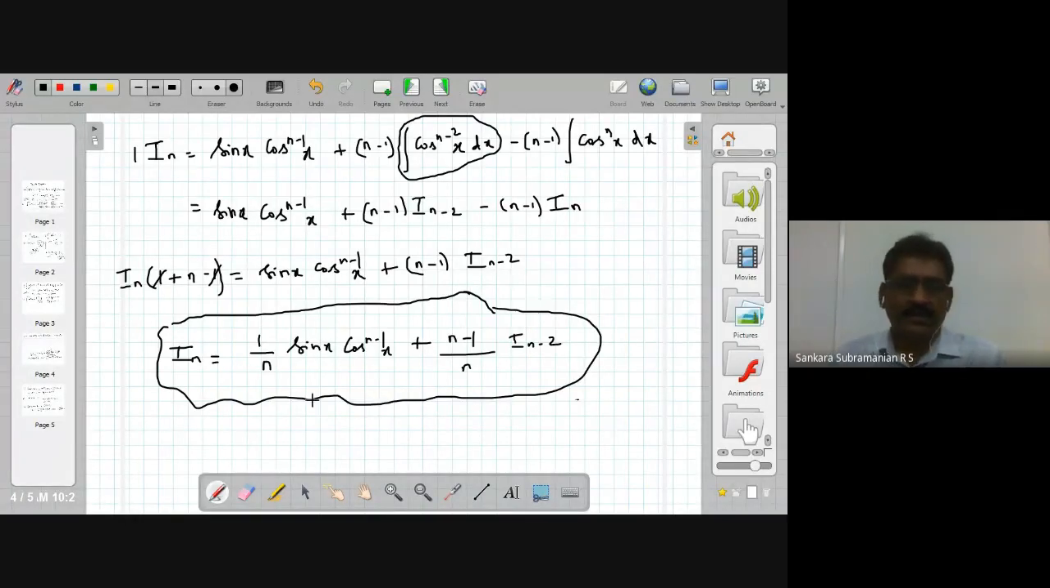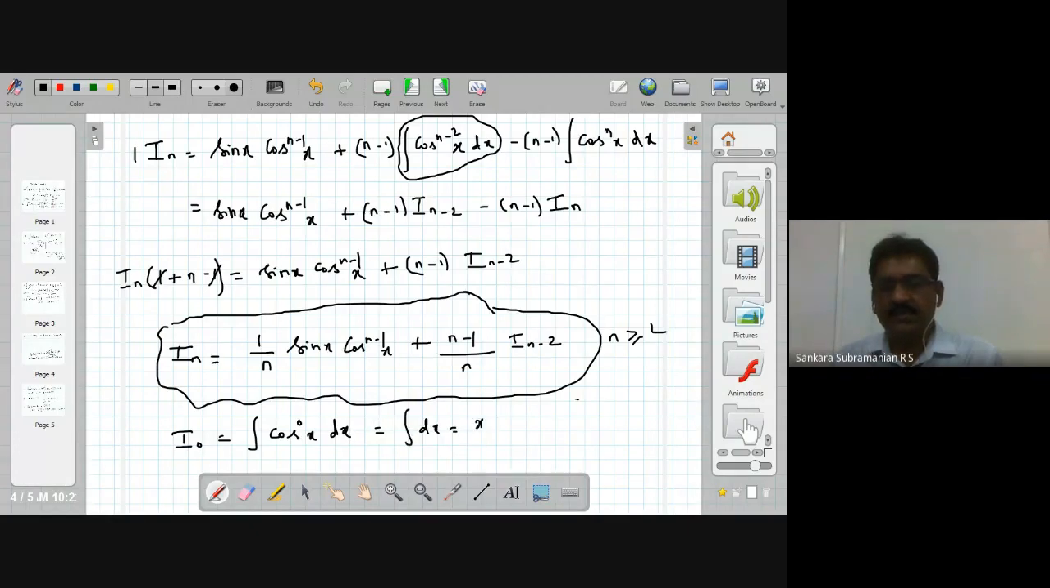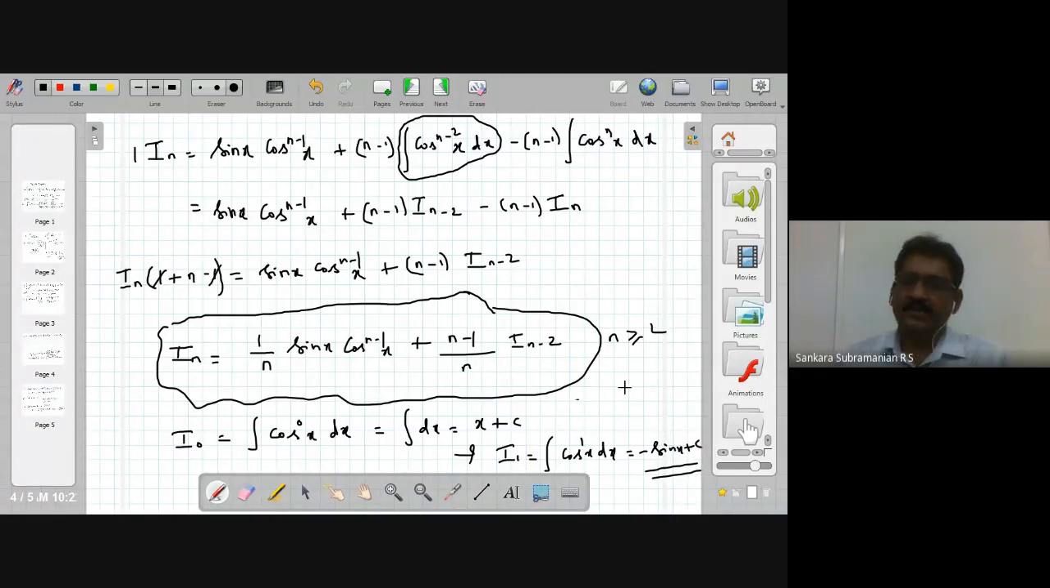There is one thing here: this is for n must be greater than or equal to 2. It can be 2 or 3, right? So therefore I need a definition of what is I0 and what is I1. I0 is nothing but integral of cos to the power 0 x dx. This is equal to integration of dx, which is equal to x plus some arbitrary constant. And I1 equal to sin x plus a constant. Very good. Integration of cos to the power 1 x dx is equal to sin x plus an arbitrary constant. With this, we complete the reduction part for integration of cos to the power n x dx.